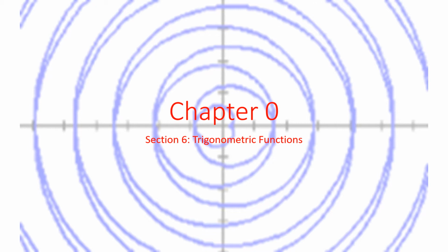Welcome back to Chapter 0. This time we're going to be looking at Section 6, which is the last section in Chapter 0. And this section is on trigonometric functions. So we're going to see radians and trig functions and all sorts of great stuff in a relatively short amount of time. It won't be anywhere near as in depth as pre-calculus because we don't use quite as much and you already know this stuff.